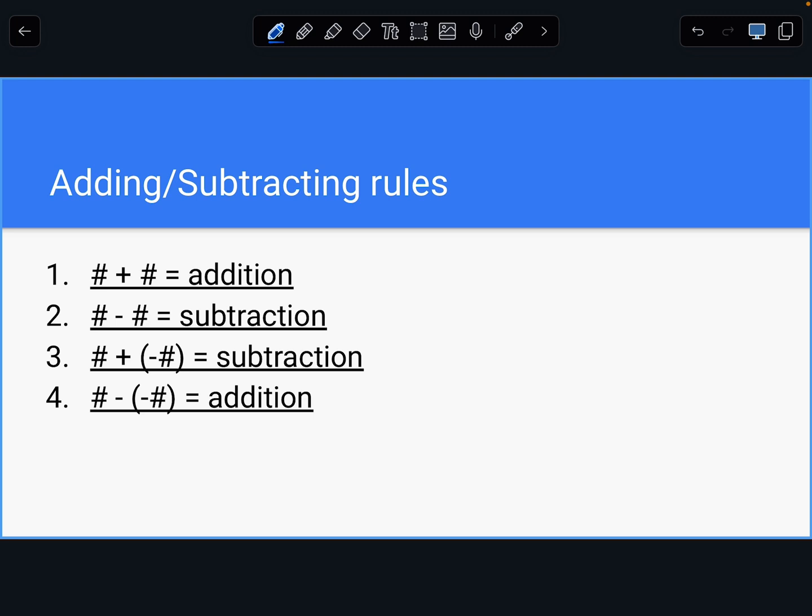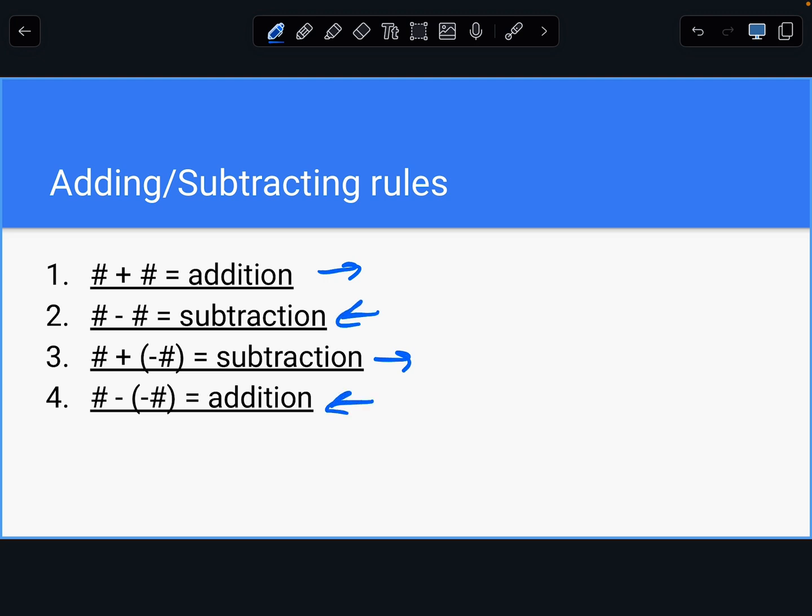Also, moving on to step 3, if we have a number plus a negative number, that means that we are actually subtracting. And if we have a number minus a negative number, then that means we are going to end up adding. Again, remember, all of our addition problems, we're always going to go to the right. All of our subtraction problems, we're always going to go to the left.